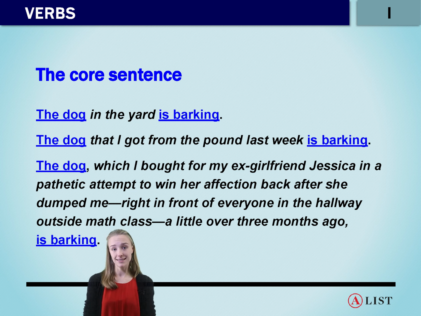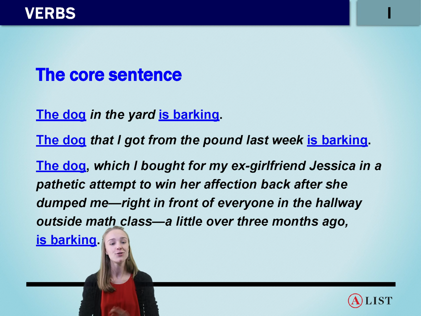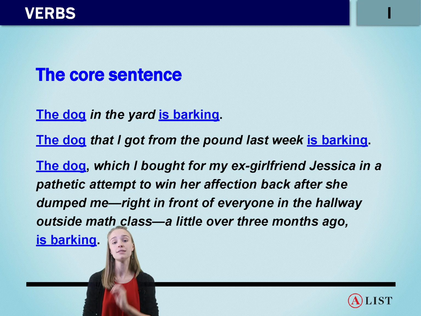And in our last example, no matter what they put in between the subject and verb, we still need to make sure we have a singular subject and a singular verb. Even if your sentence is, the dog, which I got from my ex-girlfriend, Jessica, in a pathetic attempt to win her affection back after she dumped me, right in front of everyone in the hallway outside math class a little over 3 months ago, is barking. We still say is barking because our subject is still the dog, singular.